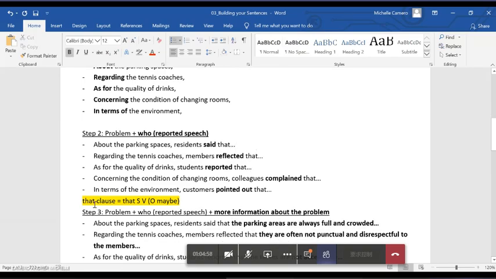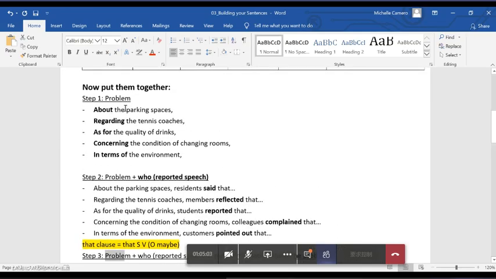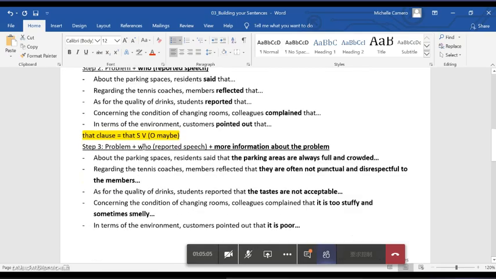All right, so we've talked about step 1 and 2. Step 1 is the problem, okay, so that's step 1. Step 2, you need to say who, the people that complained and used reported speech. Now we're focusing on step 3, which is giving more information about the problem, okay? So let's take a look here. About the parking spaces, comma, that's step 1, the problem. Residents said that, that's step 2. The people, the who, and then the reported speech. Then we have step 3, more information about the problem. The parking areas are full, always full and crowded.